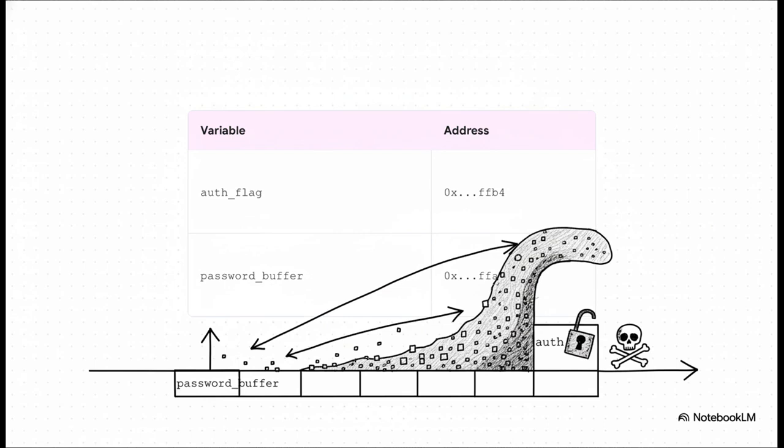Look at the memory addresses. The password buffer's address is just a little bit before the auth flag's address. This is the smoking gun. It proves that as we keep filling up that buffer, we're marching steadily up through memory, right towards our target. This isn't random chaos. It is a direct, predictable attack.